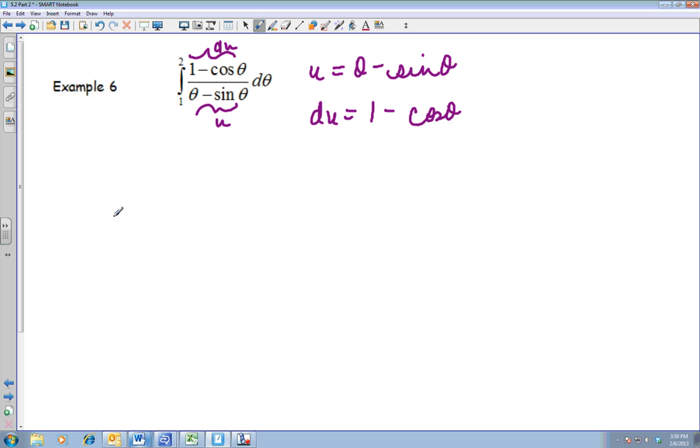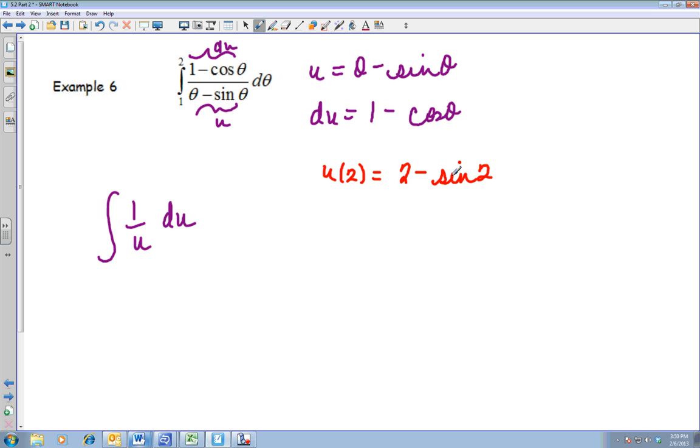So first of all, I know I'm going to rewrite this as 1 over u du, but I need to figure out what my new upper and lower limits are going to be. So we know how to do that. Okay, I'm going to plug 2 into my u, so I have u of 2 equals 2 minus sine of 2. Now that looks really weird because we're used to seeing sine of pi over 6 or the sine of 30, not the sine of 2.